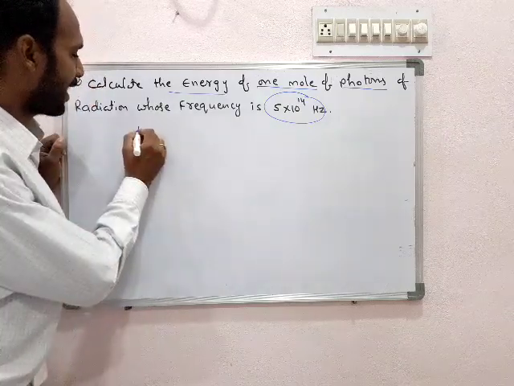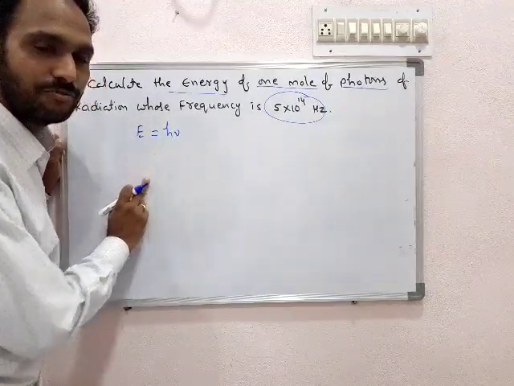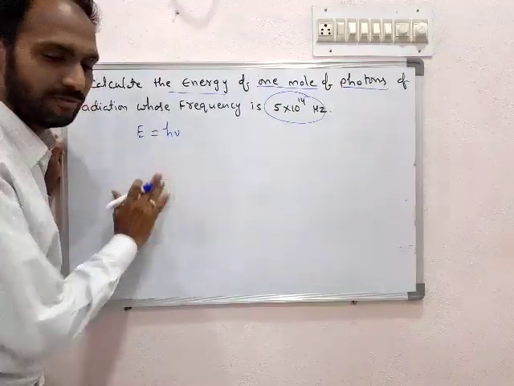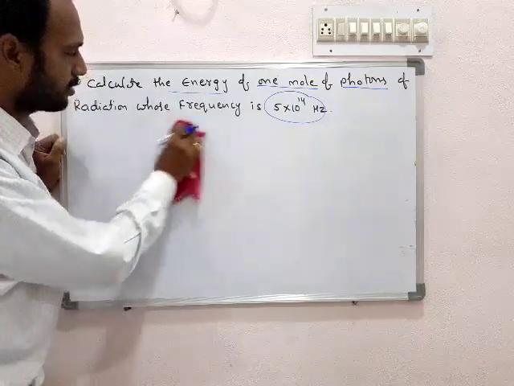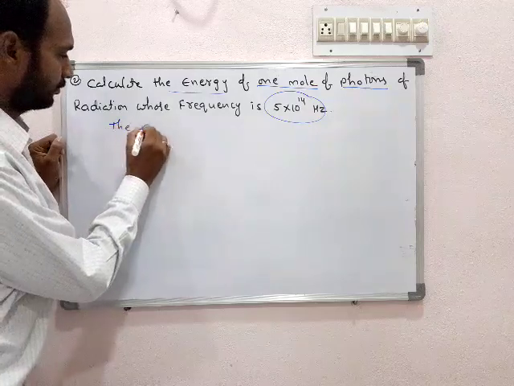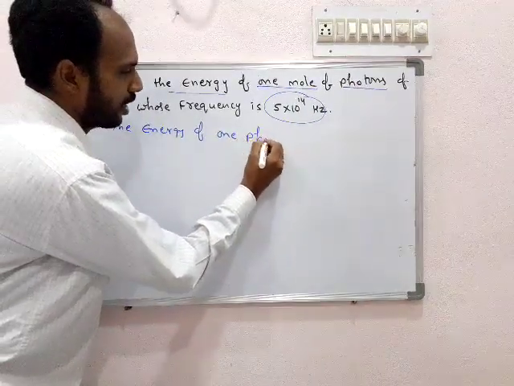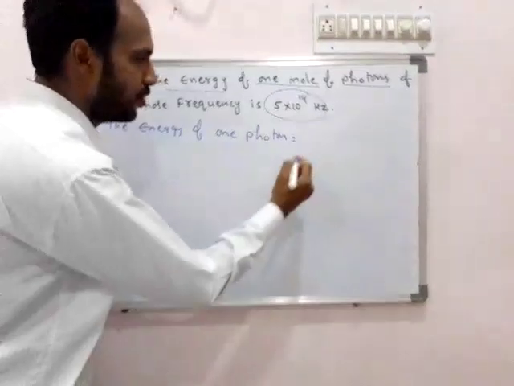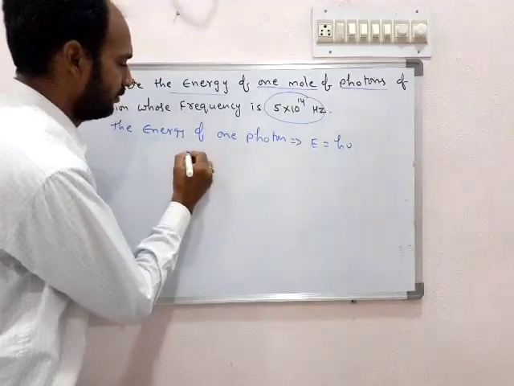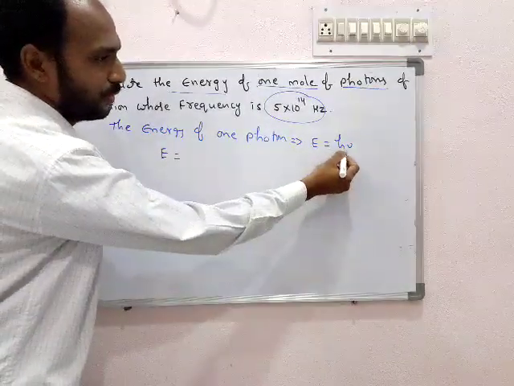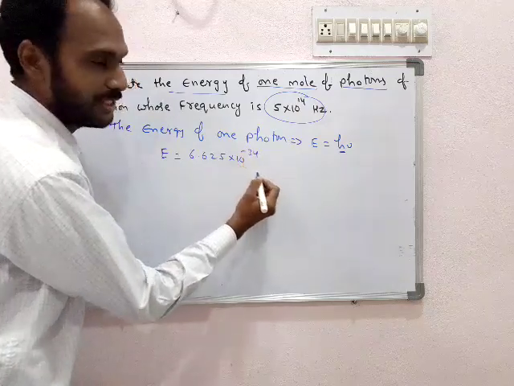Here already we know the Max Planck's equation E equals h nu. Just remember that this equation is always used for one photon. This is applicable only for one particle. Means for this problem we can say the energy of one photon is E equal to h nu. The frequency is given, and the h value we know, it's Planck's constant 6.625 into 10 power minus 34 joule second.